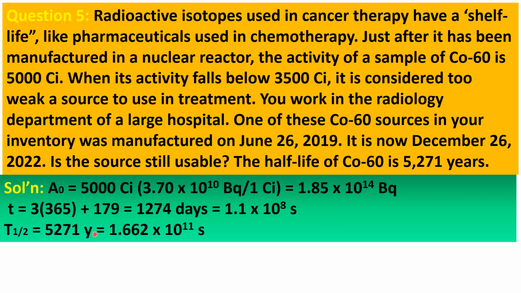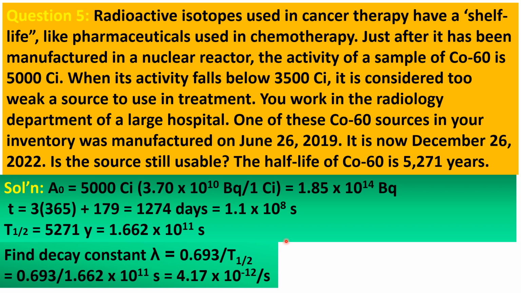So the half-life, which is given in years, is 5,271 years, or in seconds, that's equal to 1.662 times 10 to the 11 seconds. So we will find the decay constant, lambda, in reciprocal seconds. We just divide 0.693 by 1.662 times 10 to the 11 seconds, and we will get 4.17 times 10 to the negative 12 per second as the value for lambda. We will see the continuation of our solution in the next slide.